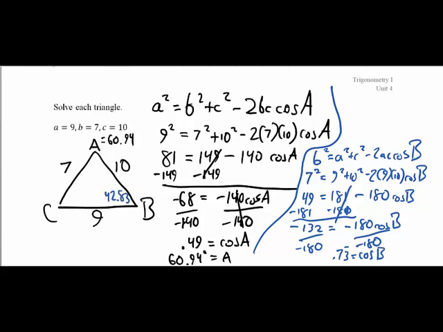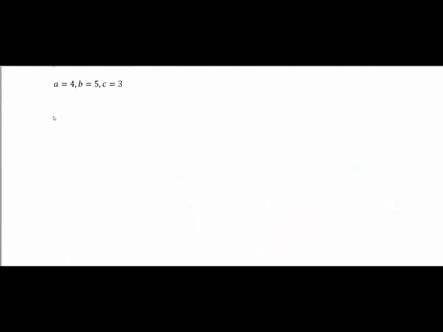Now to find your final answer, you're going to subtract these two angles from 180. So 180 minus 60.94 minus 42.83 is going to give you 76.23 degrees. And that is the answer for that set of angles created by three sides in the law of cosines. So for the next example, we are going to take a look at this triangle.